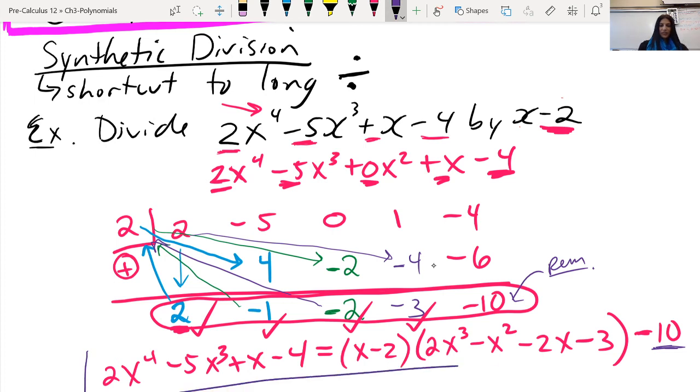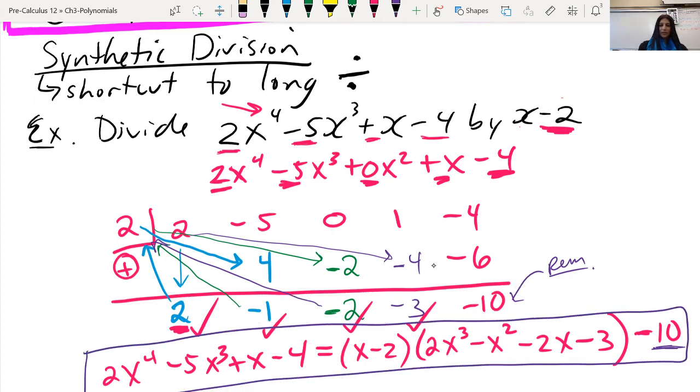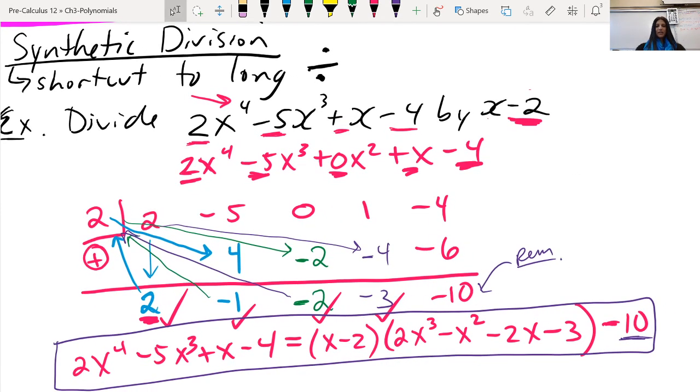I'm going to put this in a box to show you that this is our final solution. But basically, you get a sense for how much quicker or easier it is to work with synthetic division, but it's entirely up to you which one you want to use.